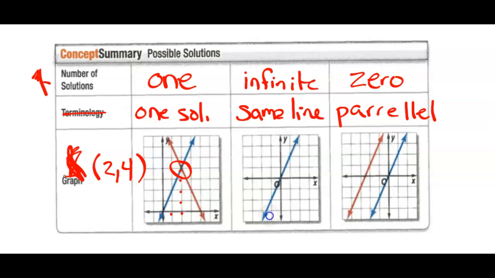Here, you're telling me it's every solution, so every single point on this blue line is the same as every single point on the red line. And here I don't have any because they don't cross each other.